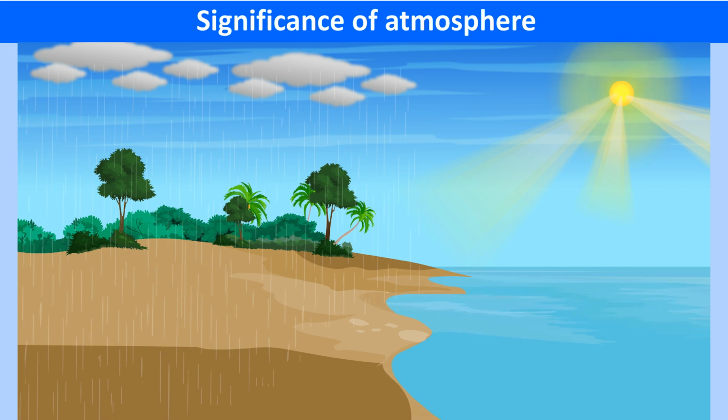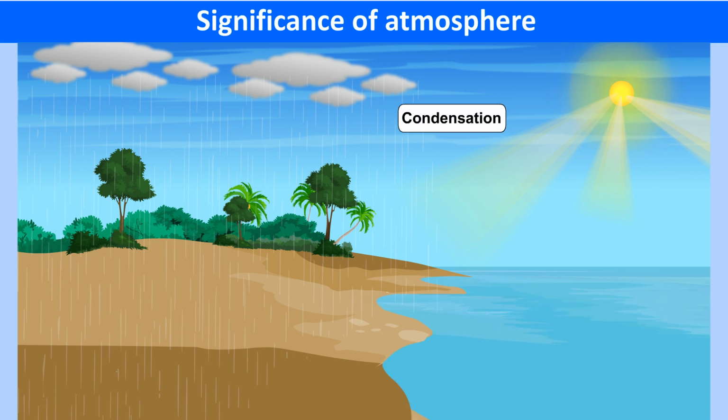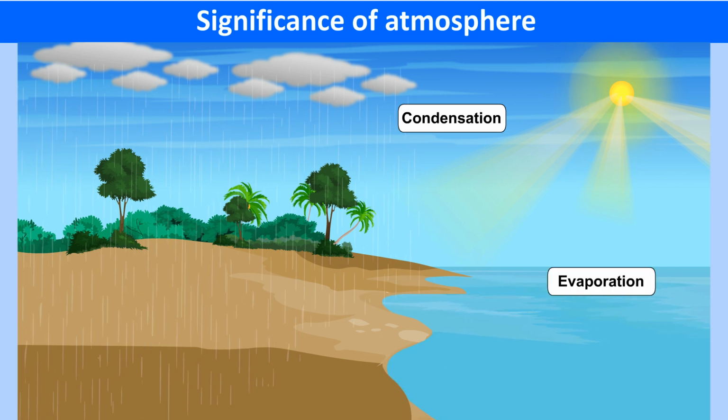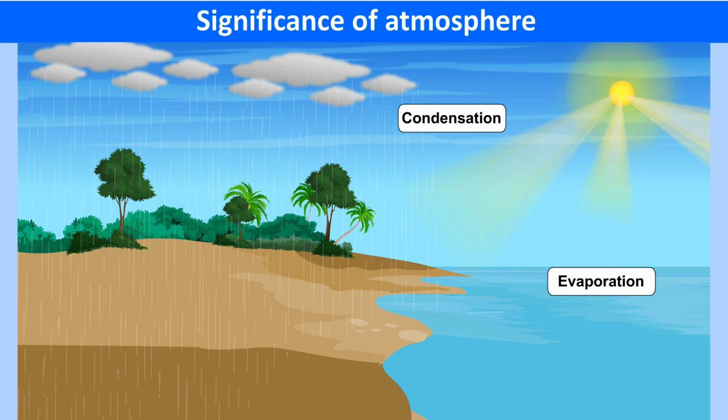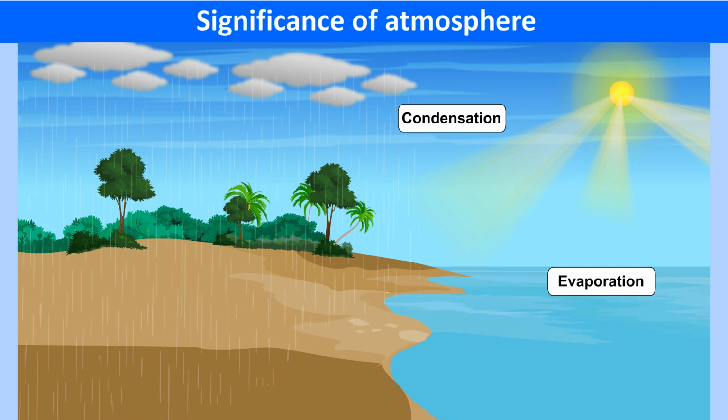The dust particles which are present in the lower atmosphere act as condensation nuclei around which the evaporated moisture in the air condenses, leading to cloud formation. Thus, it plays an important role in causing precipitation.